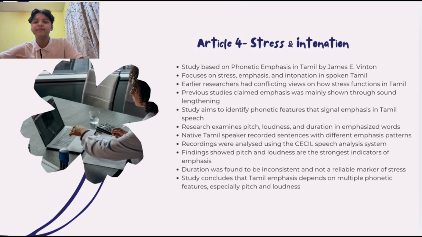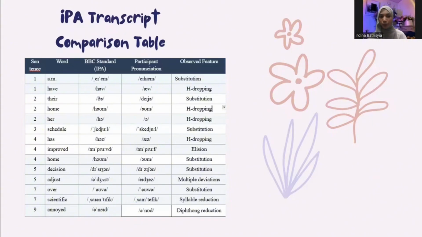We go to the next part. IPA transcript comparison table. So this table compares the BBC Standard English with our participant's pronunciation, who is an Indian speaker.